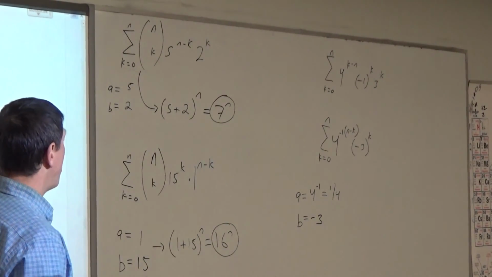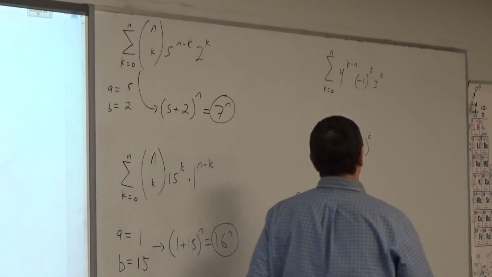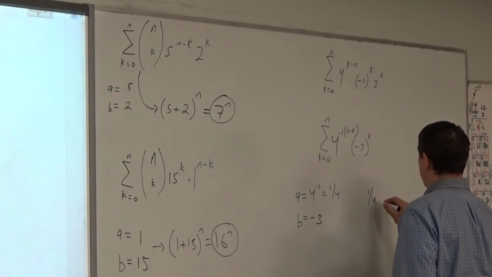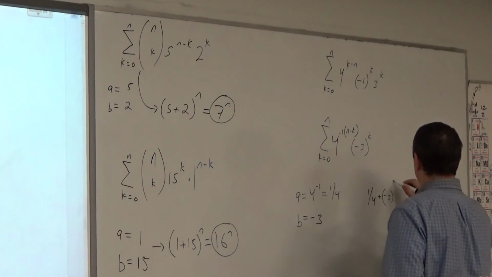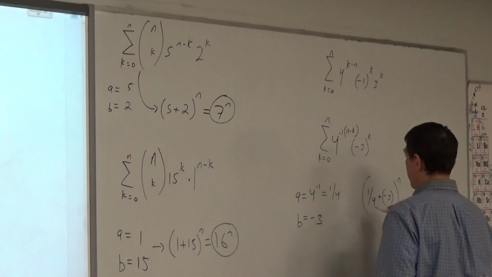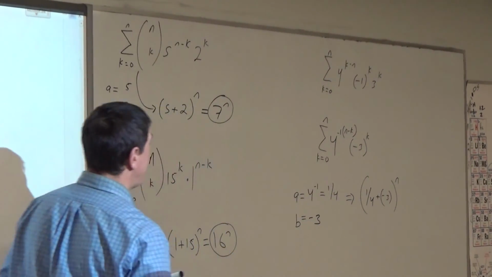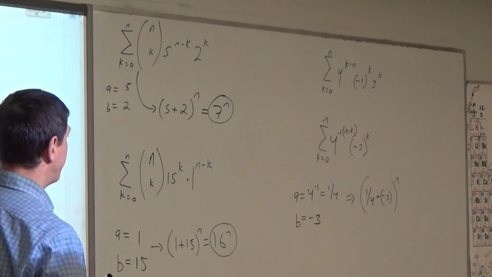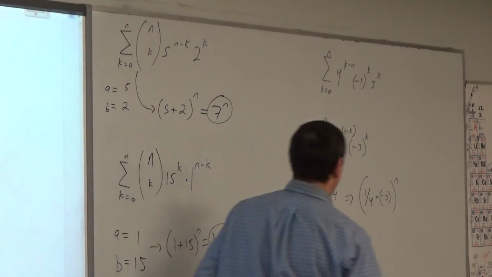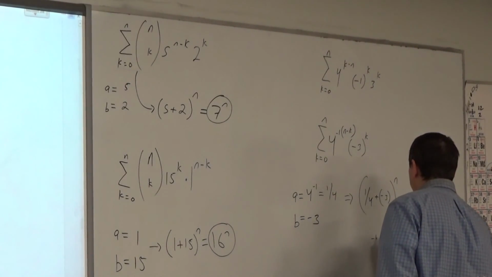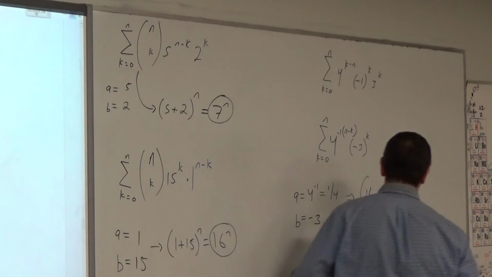So for us, we're just going to do A plus B to the n. So that's going to be 1/4 plus negative 3, all to the nth power. So A plus B turns into what, guys? Negative 11/4, I believe, to the n. Sure, why not? Make sure you put it in parentheses. Without the parentheses, it is not correct.